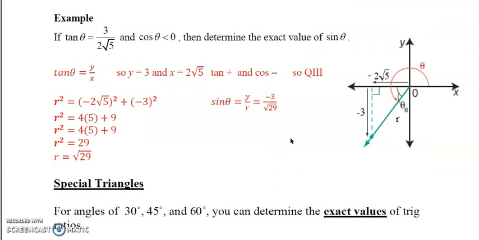Let's do the last example, then we'll start the special triangles in the next video. So if we have tan theta equal to 3 over 2 root 5, we know that 3 is y and 2 root 5 is x, because tan theta is equal to y over x. So that's where those come from. They're both positive. Alright, and we're looking for sine.